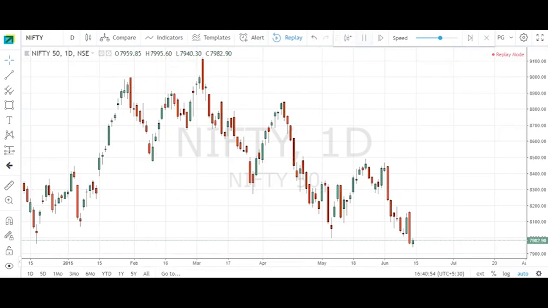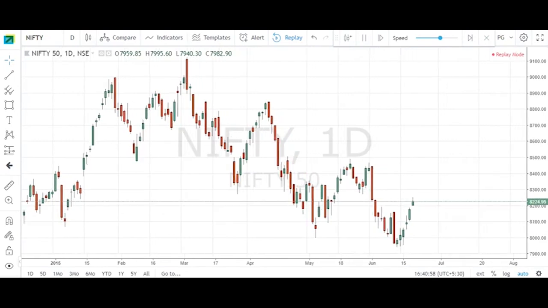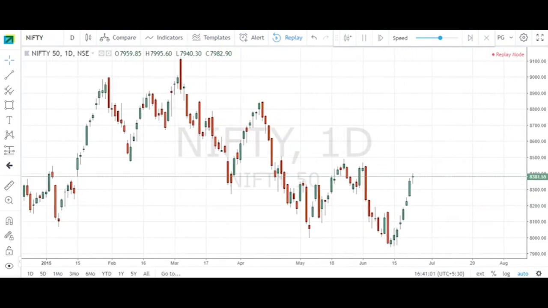So how a break limit zone gets created, how to trade it, how to plot it, that is what we are going to learn now.